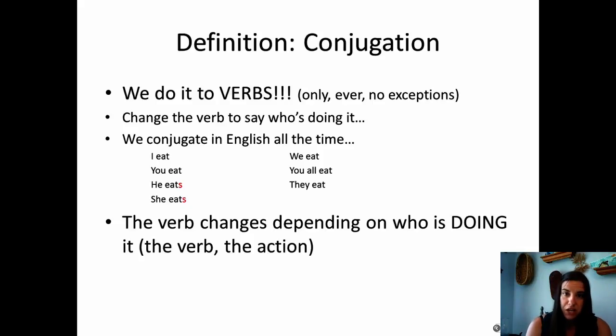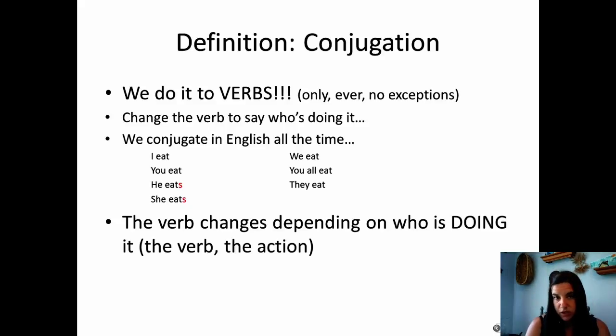Here's what English conjugation looks like. We take a verb, to eat. In English, all of our verbs, before we conjugate them, have "to" in front of it. To eat, to sleep, to run, to jump, to speak, to teach. And then in English, when we conjugate it, we drop the "to," and we say who's doing it. I eat, you eat, he eats, she eats, we eat, you all eat, they eat.